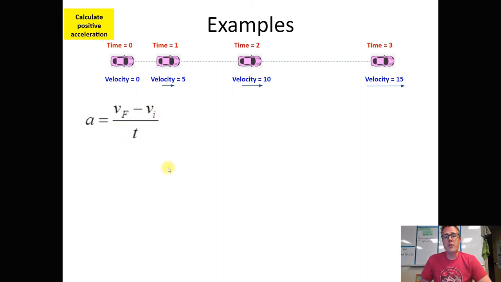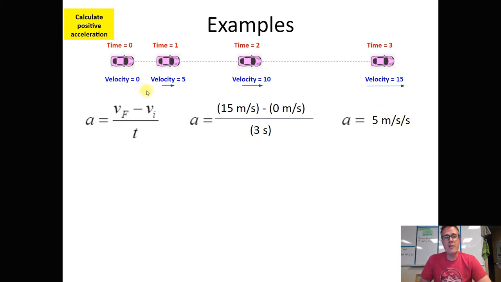Then we're going to substitute, plug in the things that we know. So in this picture, we know that its final velocity at the end of the picture was 15, and it started at rest in this first part of the picture. And if we count, it took 1, 2, 3 seconds for this whole thing to take place. Now it's just some basic math in the calculator. 15 minus 0, of course, is 15, divided by 3, and we get our acceleration at 5 meters per second every single second. In other words, we added 5 to the velocity every second. That's what our acceleration is telling us.